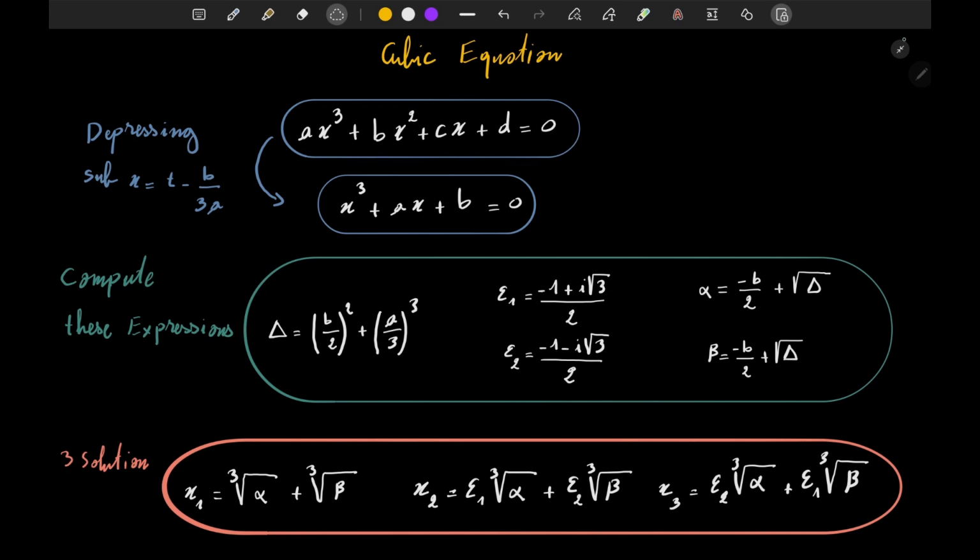The second step is computing a bunch of expressions: delta, epsilon 1, epsilon 2, and beta. The final step is computing 3 potential solutions for this equation, which are of the form x1 equals the cubic root of alpha plus the cubic root of beta. x2 equals epsilon 1 times the cubic root of alpha plus epsilon 2 times the cubic root of beta. x3 equals epsilon 2 times the cubic root of alpha plus epsilon 1 times the cubic root of beta.